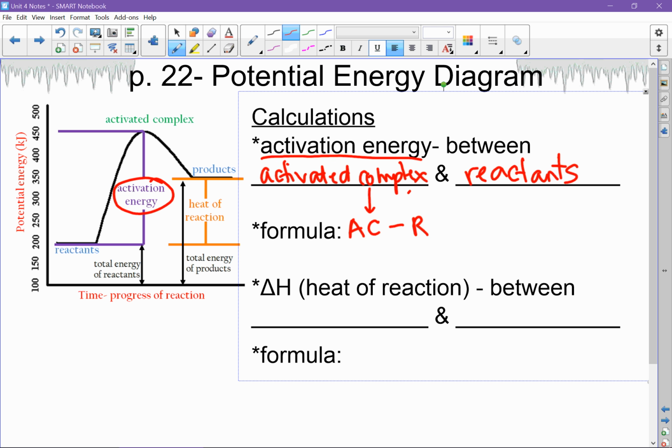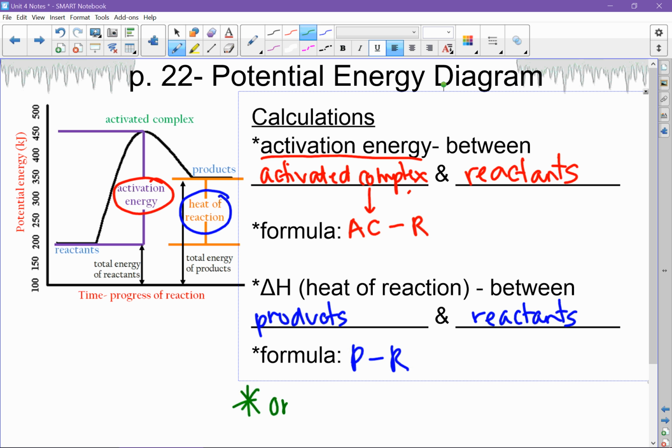Now we can do the same thing for heat of reaction, and that is over here. Remember, heat of reaction falls between the products and the reactants. So same thing to calculate, we're going to do products minus reactants. Now the thing you need to be careful of is the order does matter. So you must do activated complex minus reactants. Don't mix them up. Same thing, you have to do products minus reactants. Don't switch the order.